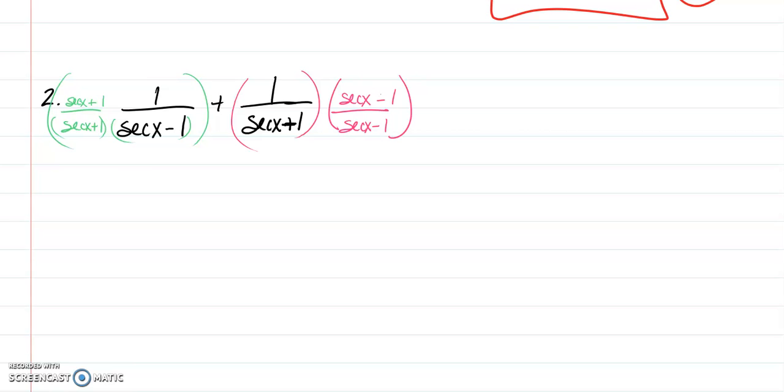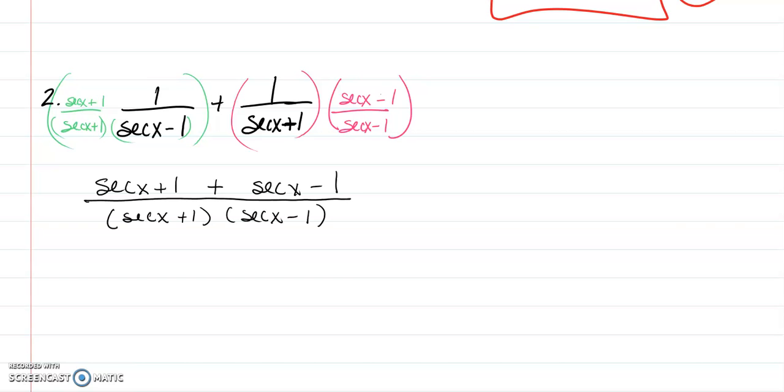Here is my next step in my simplification. And now I'm going to finish it off. So I am left with 2 secant x in the numerator. And my denominator, after foiling that, I see that they're conjugates. I end up with secant squared x minus 1. I'm going to encourage you to look over your list of identities, in particular your Pythagorean identities, and see if you can finish the problem.